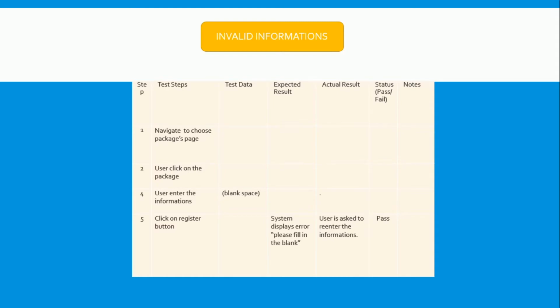For the invalid information, the user navigates to choose package page. User clicks on the package. User enters the information. For the test data for the invalid information, the user leaves the column for the information blank. The user clicks on register button. The system will display error: please fill in the blank. The actual result is user is asked to re-enter the information. The status for the testing is pass.